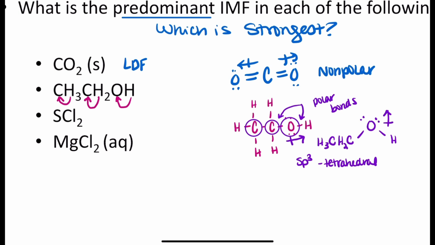So I know I have dipole-dipole, but am I done? I need to think about hydrogen bonding. Right here, I have the ability to hydrogen bond. Hydrogen bonding is stronger than a dipole-dipole. It is a type of dipole-dipole, but it's so strong compared to a regular dipole-dipole that we pull it out on its own. And we say, okay, it has H bonds.